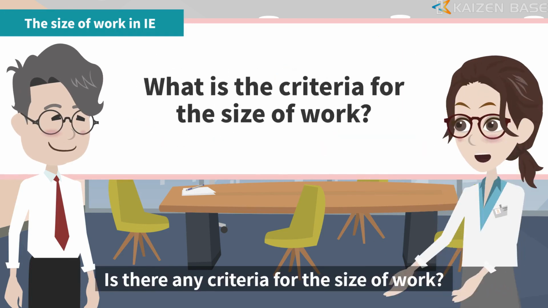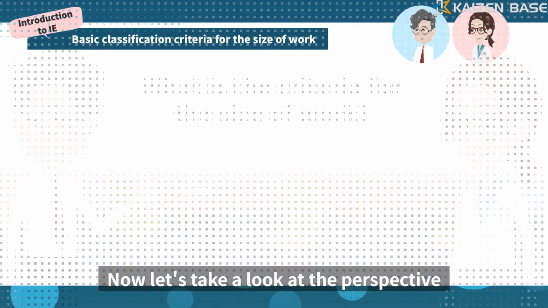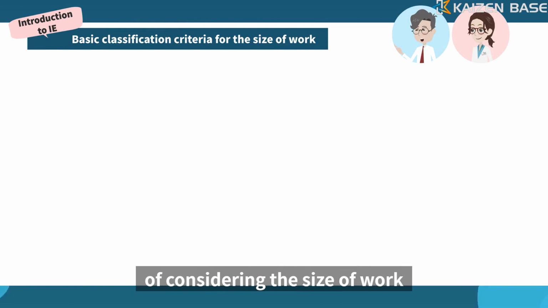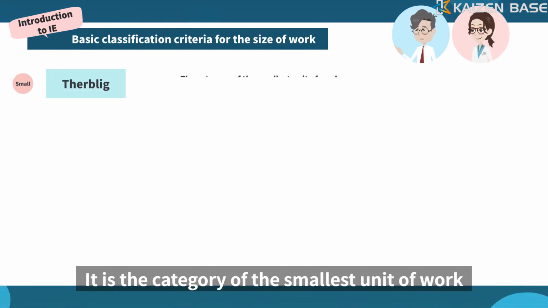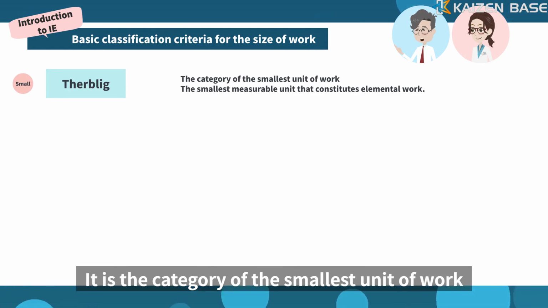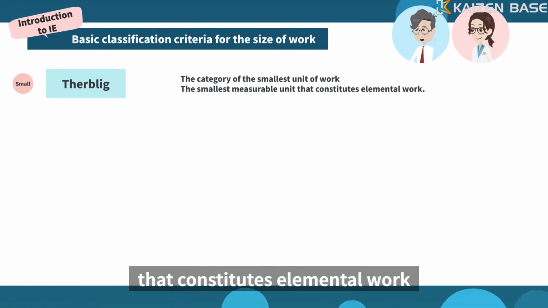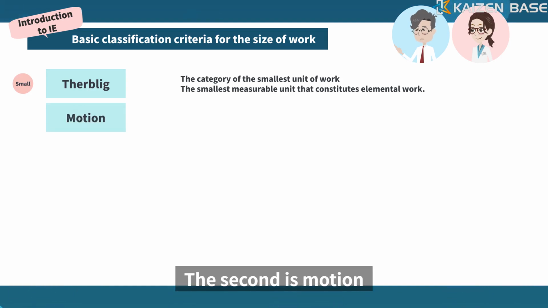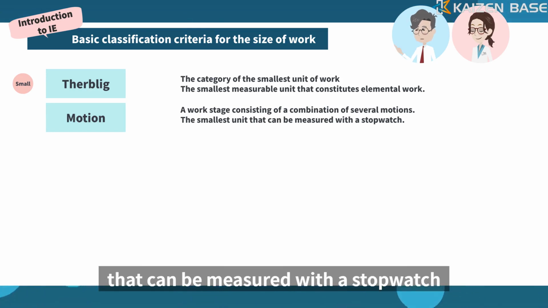Is there any criteria for the size of work? Yes, there is. Now let's take a look at the perspective of considering the size of work. The smallest category is the third. It is the category of the smallest unit of work and the smallest measurable unit that constitutes elemental work. The second is motion. It is a work stage consisting of a combination of several motions and the smallest unit that can be measured with a stopwatch.